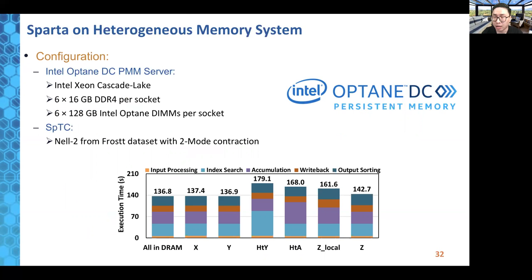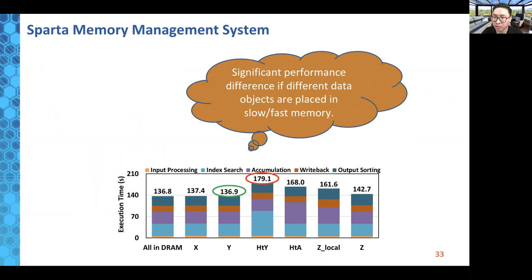To motivate our solution of data placement on heterogeneous memory, this figure shows the performance after placing a major data object in PM while leaving the others in DRAM. The x-axis shows the data object placed in PM, where DRAM means all data objects are placed in DRAM. The y-axis refers to the total execution time. We observe that there is a significant performance difference depending on whether data objects are placed in DRAM or PM. In this example, the memory consumption of Y and HtY is similar, but placing HtY in PM and the others in DRAM has a significant performance loss compared to Y.